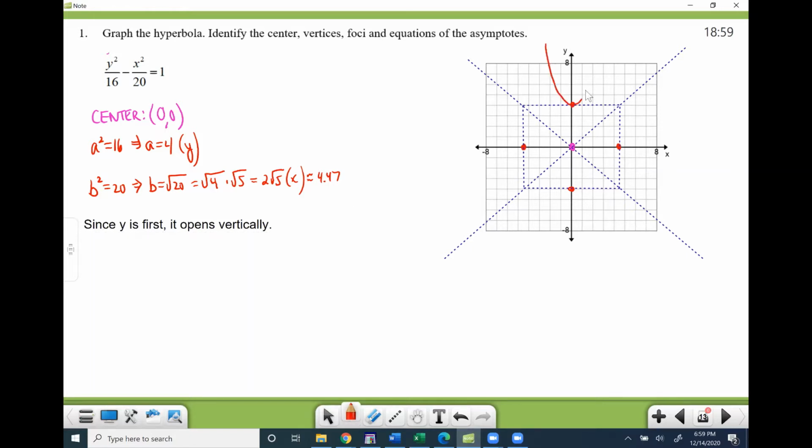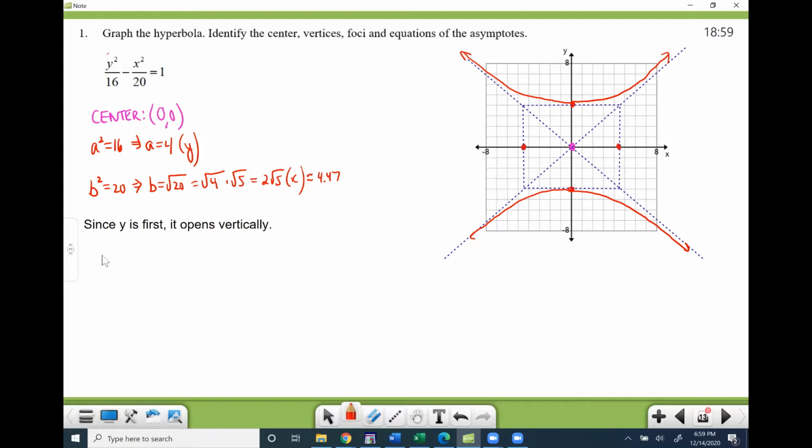But without those lines, how do I know if it's like that, or like that? Those lines are going to tell me how wide to make it. So I now know that I have to hug tight to those lines. They're there to guide how wide your hyperbola should be. So as far as graphing the hyperbola, we did it.